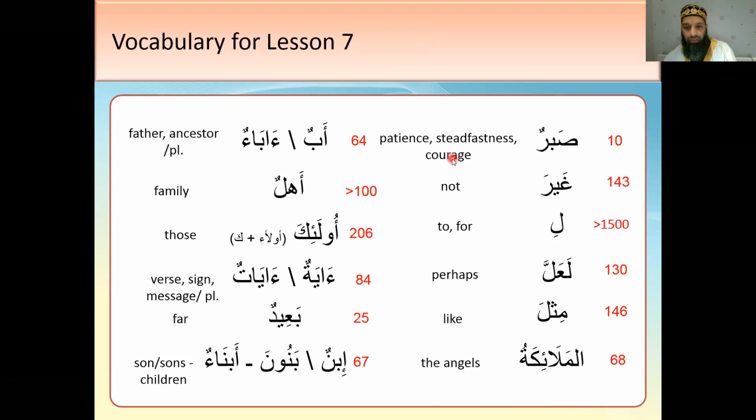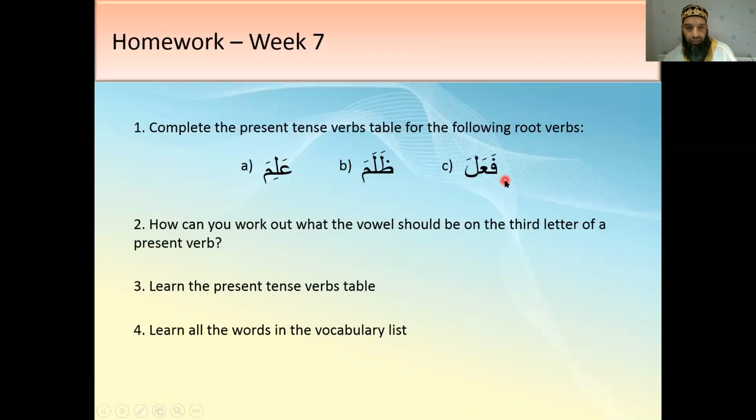Can we go over the homework? So the homework was to complete the present tense verb tables for the following verbs. So fa'ala is going to become yaf'alu, yaf'alani, yaf'aluna, and you stick it into that table. Zalama, yazlimu, yazlimani, yazlimuna. Alima, ya'lamu, ya'lamani, ya'lamuna. And you continue writing all the tables.